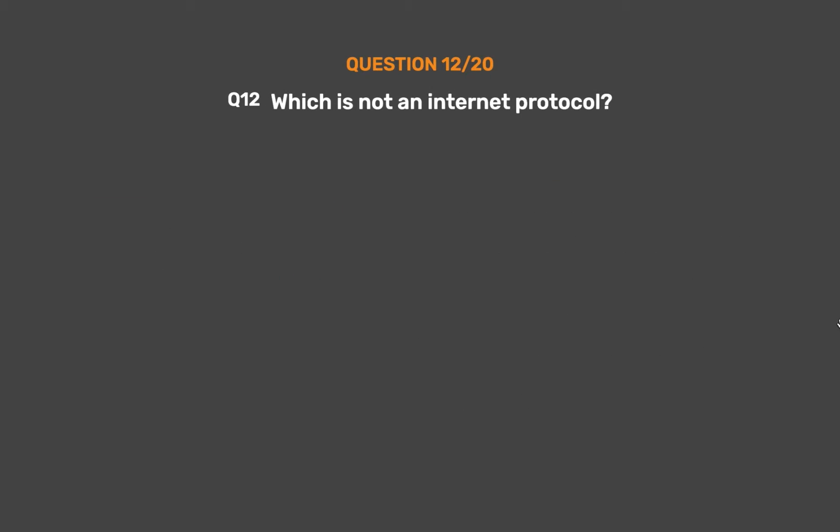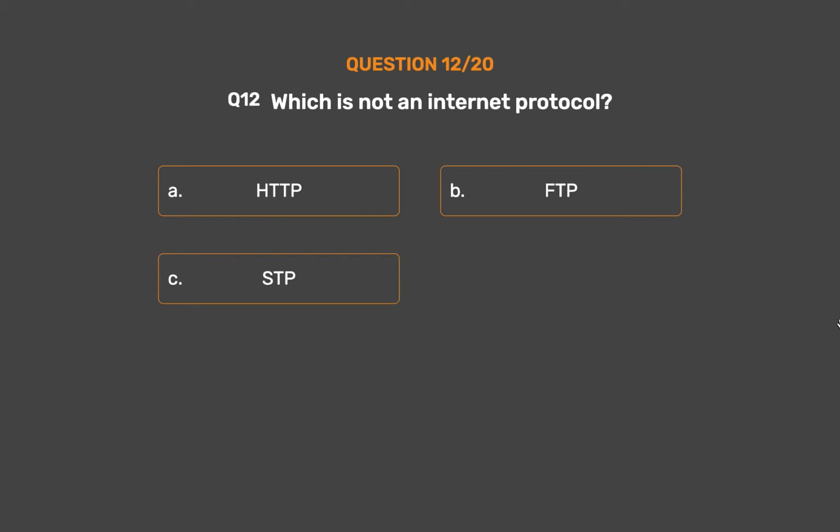Question number 12. Which is not an Internet protocol? Option A. HTTP. Option B. FTP. Option C. STP. Option D. IP.